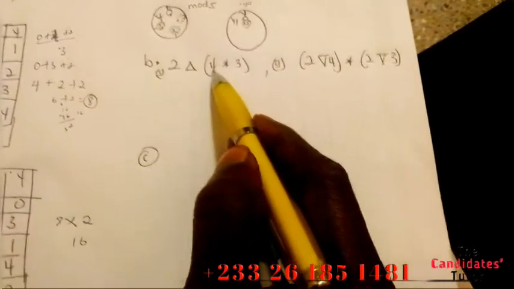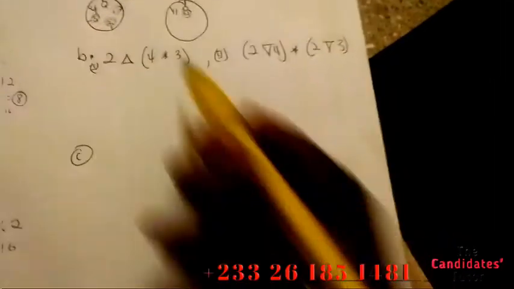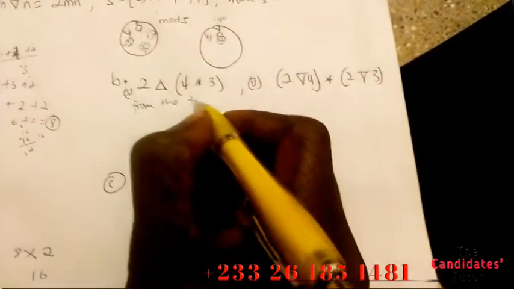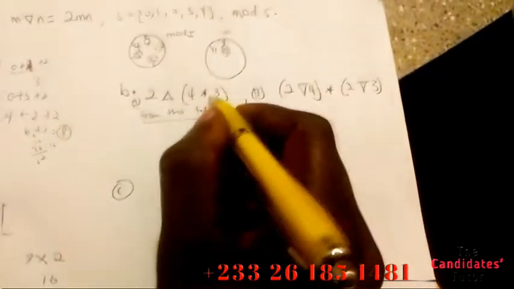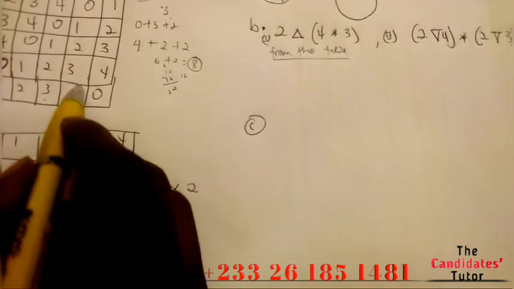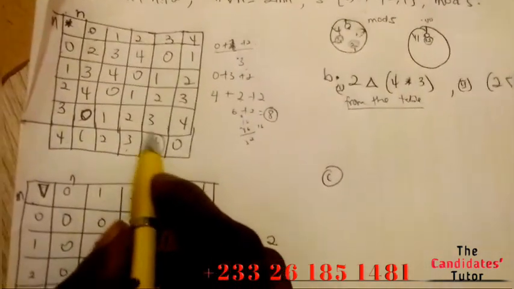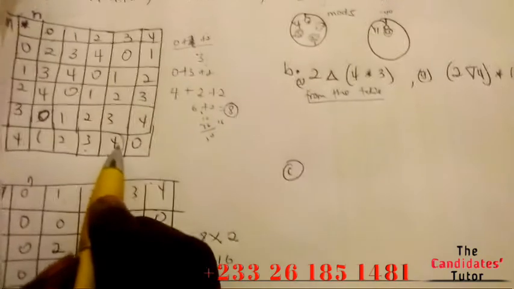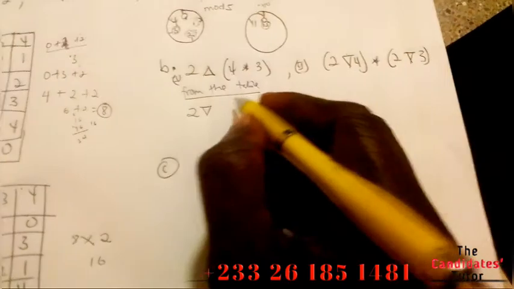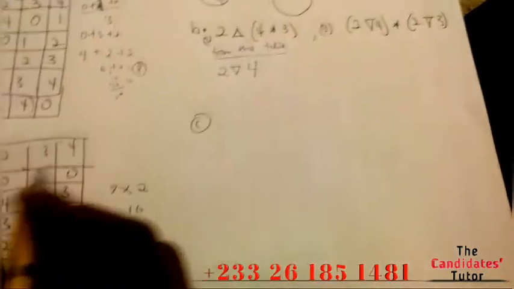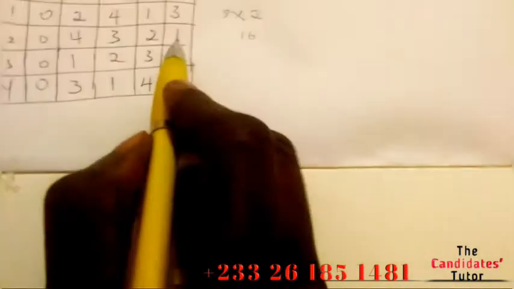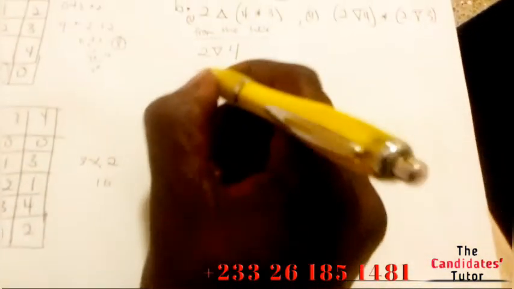So 4 star 3. From the table, we realize that 4 star 3, let's come here, this is 4 star 3, that's 4, right? 4 star 3 is 4, so we're going to have 2 triangle 4. Let's look for 2 triangle 4, so this is 2 triangle 4, which is 1, so it will be equal to 1.